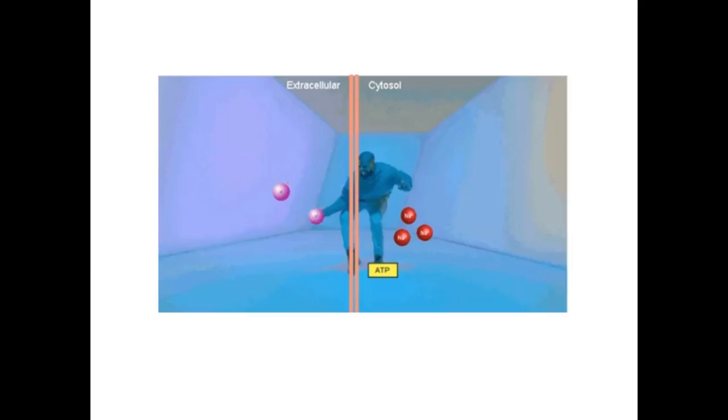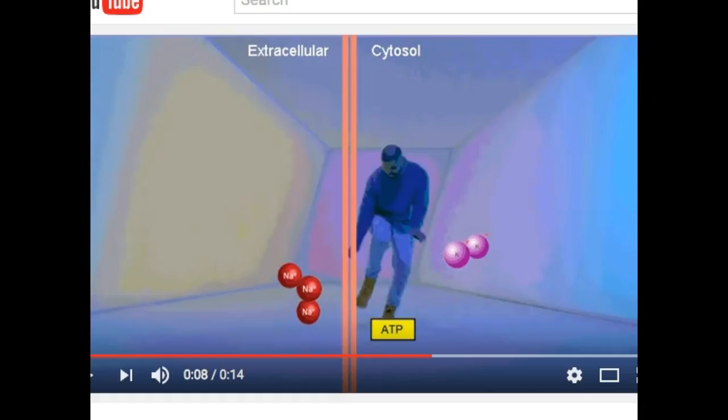Here's what this looks like. I am so happy Hotline Bling came out when it did because somebody on the internet decided that his little special dance looks just like the sodium-potassium ATPase pump. And in fact, it does. Let me see if this is working today. Oh no, it's not working. It's an animation. Hold on just a minute.